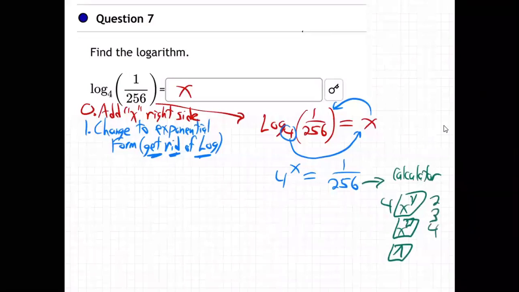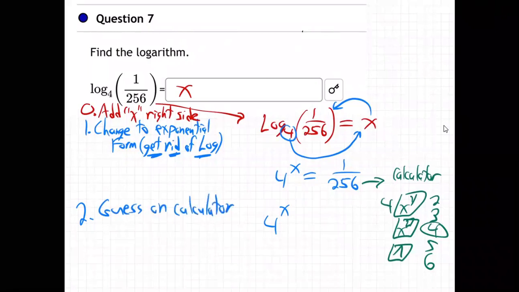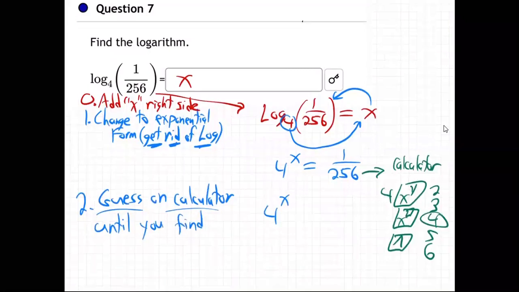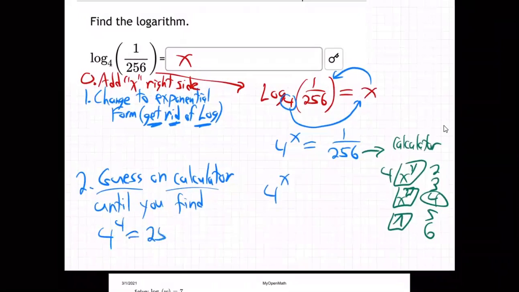Try 2, 3, 4, 5, 6 until you get 256. Four to the fourth. I got 4 to the 4th power. So in other words, step 2: guess on your calculator. It's funny to say guess in a math class, but this is how you do it. Guess on your calculator until you find 4 to the 4th is 256, right? So let's put this over here.